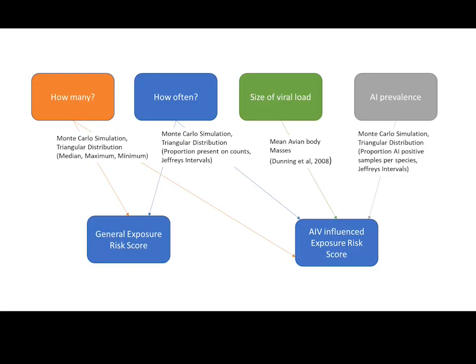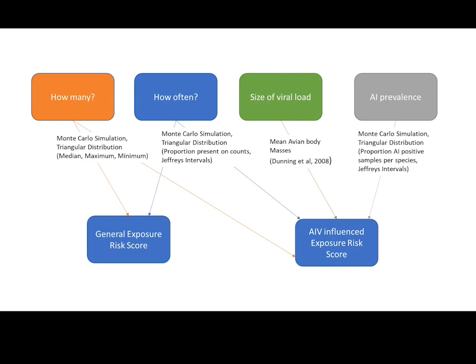So, model construction. As I've identified 3 areas, each of these areas has 2 separate models. There is what I've called a general exposure risk score. This is how many birds are present and how often they're there. I've used Monte Carlo simulations to produce these data sets. I won't go into too much detail on that methodology. And then there is essentially an AI influenced exposure risk score.